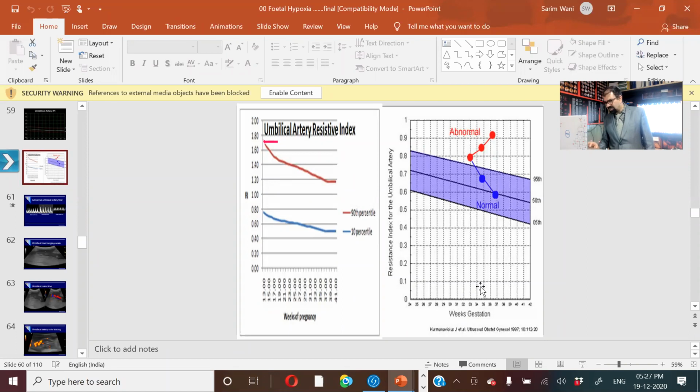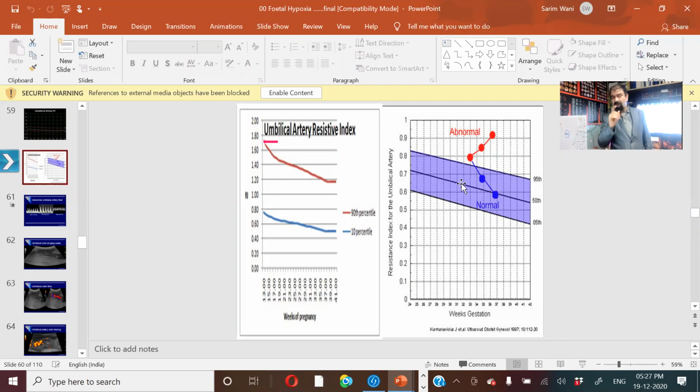And over here, now see 35. Let me go to the 35th week. Okay, here the 35th is over here. So 1.1. Now see, 1.1 over here is going to the abnormal. Now, this can be normal. This can be abnormal.